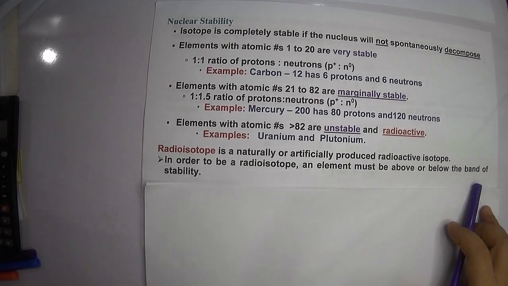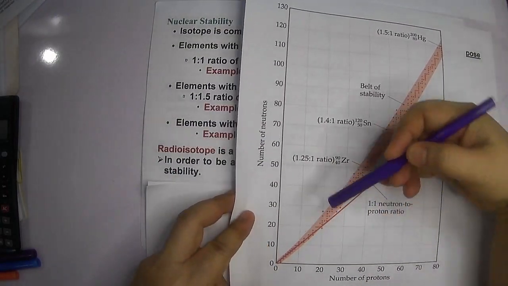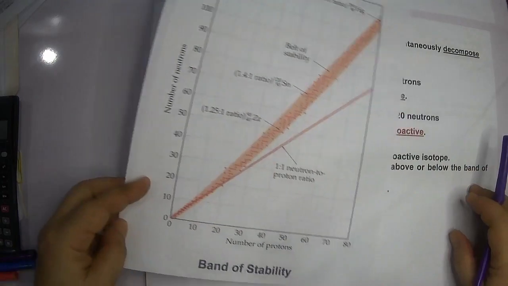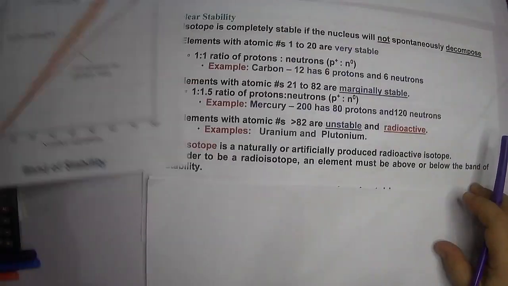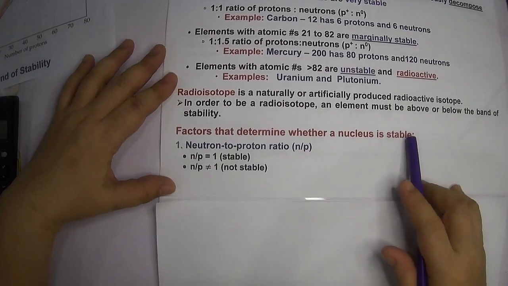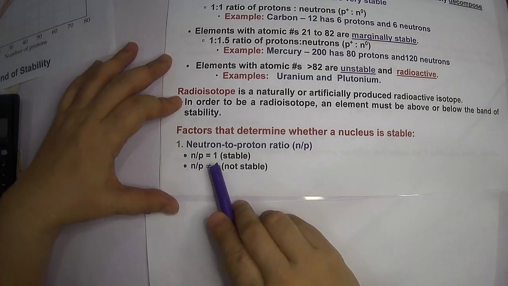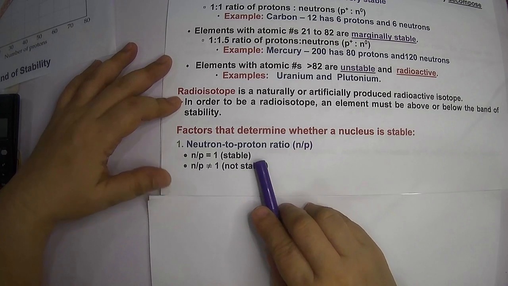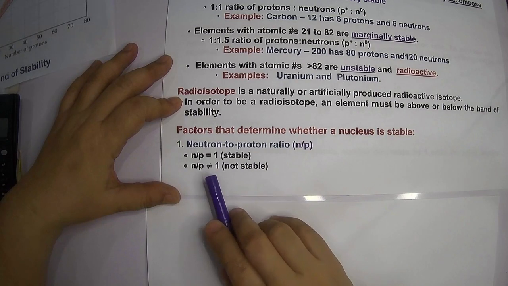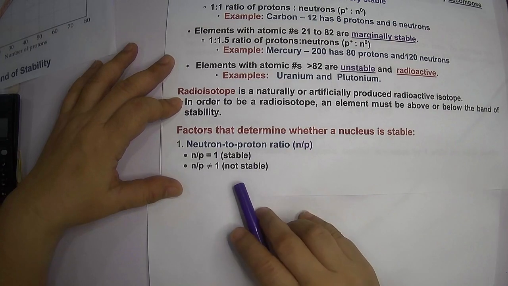Okay, again, recall: to become a radioisotope, the element must lie above the band of stability or below the band of stability. We'll discuss that in detail later. What are the factors that determine whether a nucleus is stable? One is the neutron to proton ratio. If the neutron-proton ratio is equal to 1, then the nucleus is said to be stable. If the ratio is not equal to 1, whether less than 1 or greater than 1, then it is not stable.